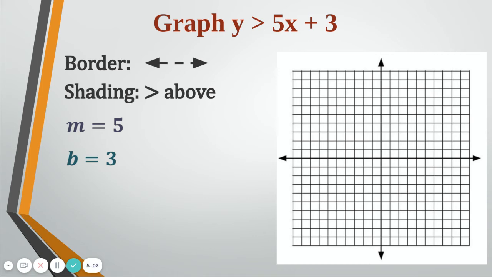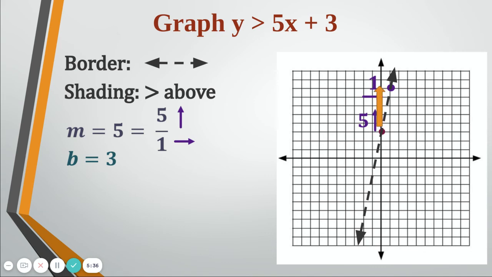So I start my first point on the y-axis at 3. In order to do slope with rise over run, I do need to make the 5 into a fraction, which is 5 over 1. Since it is positive, the top number this time goes up 5 times from the y-intercept. The denominator will still continue to go right 1 time. So once I go up 5, right 1 time, I get my next point. I can connect with the dashed line. Then I know I need to shade above the line. So everything above the line will be shaded.